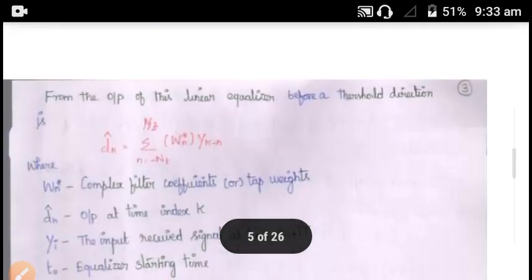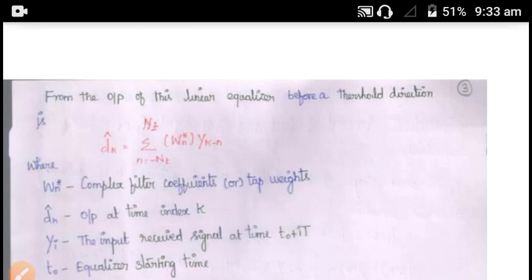The output of the linear equalizer before the threshold decision, dk cap, is given by dk cap = sigma from n = -N1 to N2 of wn* y(k-n). What is wn*? That is the complex filter coefficients or tap weights. dk cap is the output at time index k.